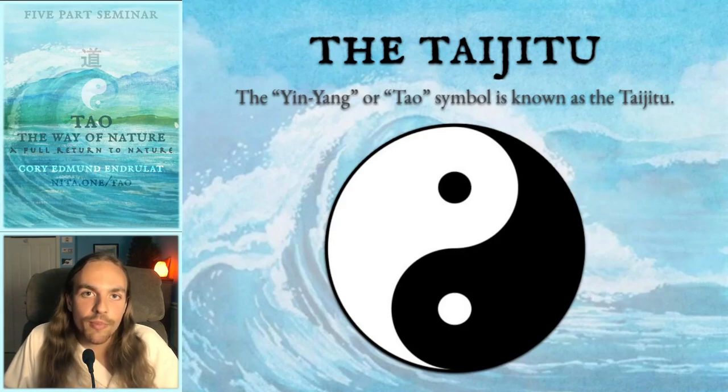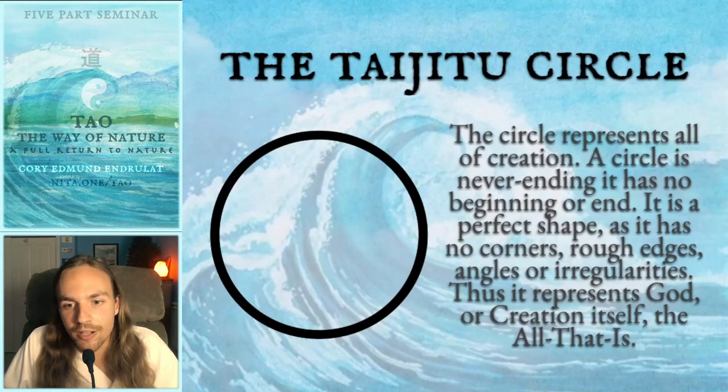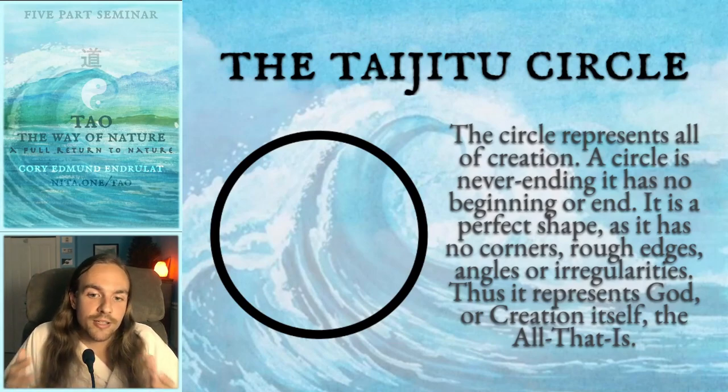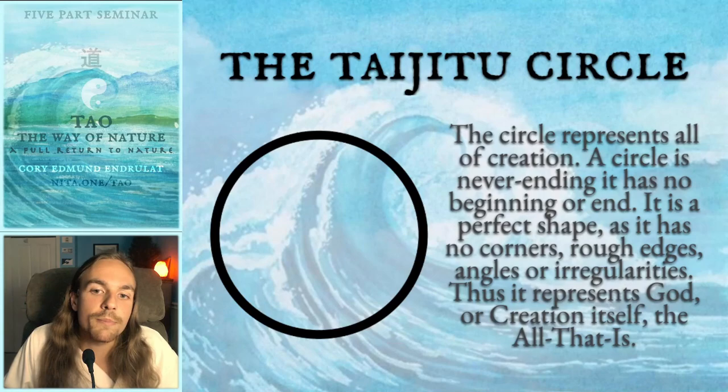You have a white part and a black part. You have a light part and a dark part. Okay, so let's look at just the circle, the taijitu circle. The circle represents all of creation. A circle is never ending. It has no beginning or end. It is a perfect shape as it has no corners, rough edges, angles, or irregularities. Thus, it represents God or creation itself, the all that is. And this is typical for the use of a circle in symbolism.